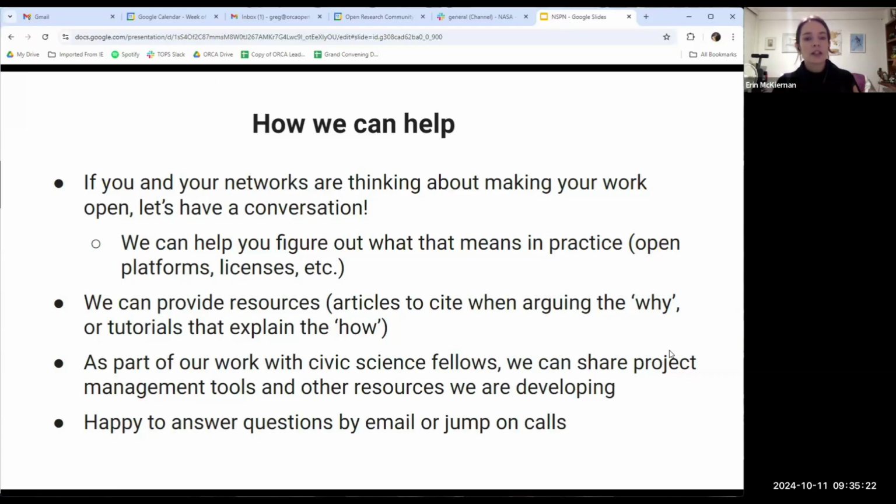We have particularly been working with a group of civic science fellows. So these are folks that are really interested in getting communities involved in the process of science. And as we've been working with them, we've developed some project management tools and other resources that are helping them figure out how to reach their communities and how to share their work. So we would be happy to share those tools and resources with all of you.